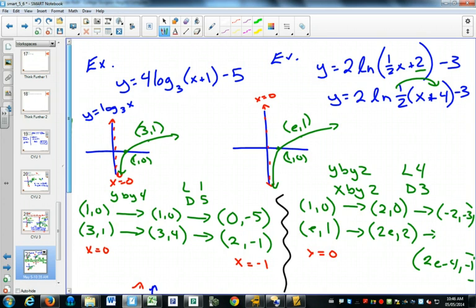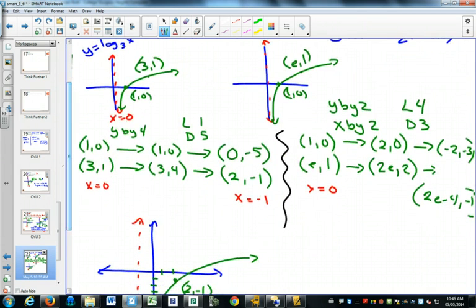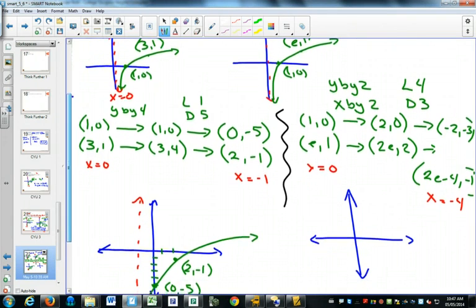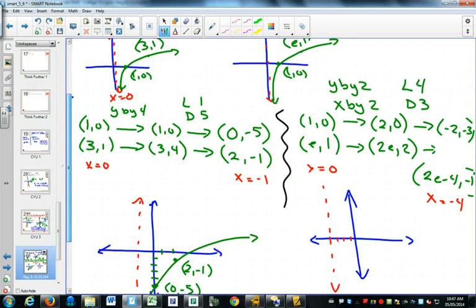Wow. Beautiful. And what's going to happen to our asymptote? Since we're going left 4, our asymptote will change to x equals minus 4. So 1, 2, 3, 4. I'll start with the asymptote. X equals minus 4. Then I'll label the point that's easy, negative 2, negative 3.